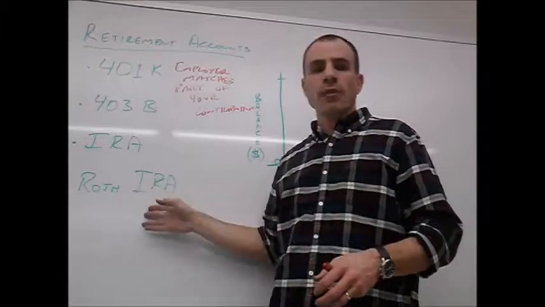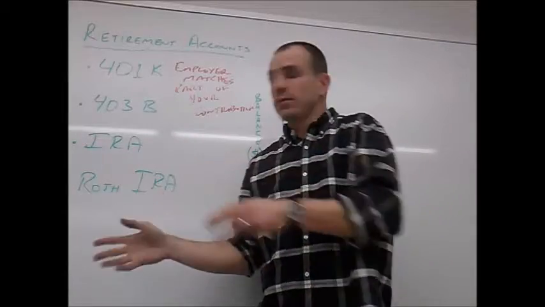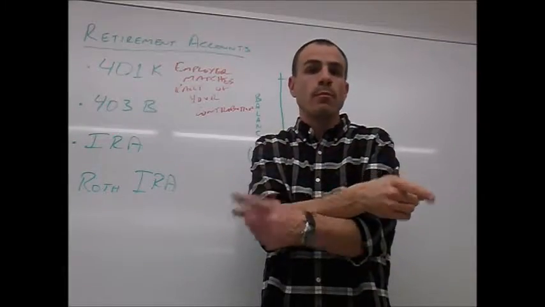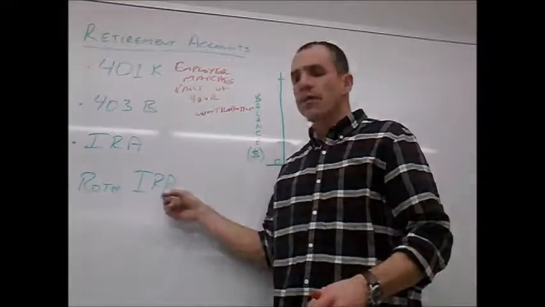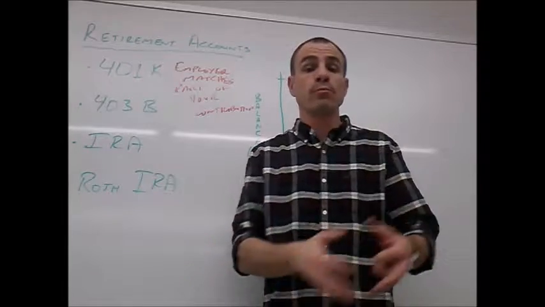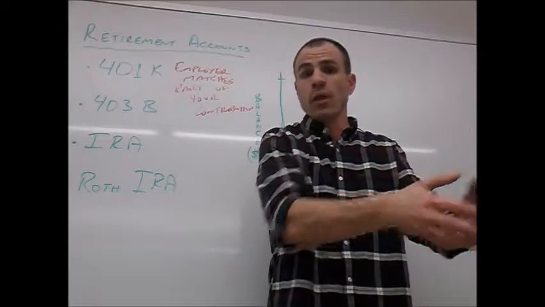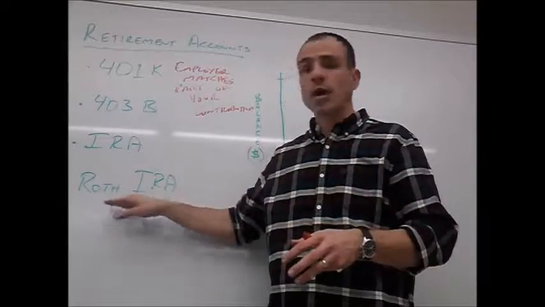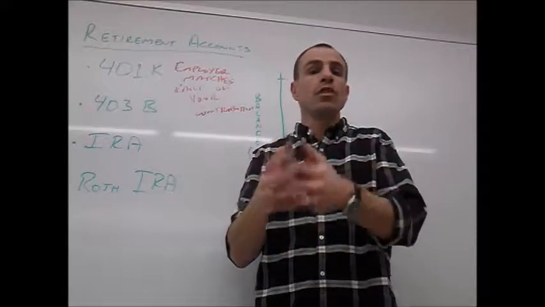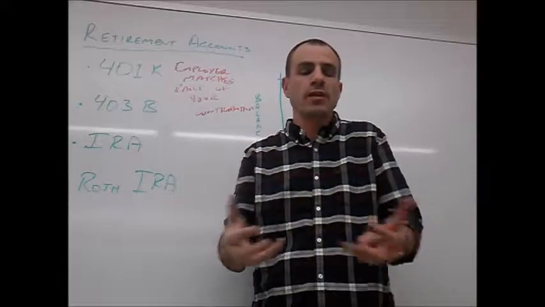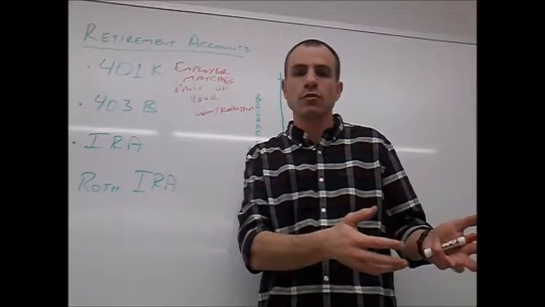A Roth IRA works like an IRA. You see IRA right there in the title. The difference is in how the taxes work. It works backwards. With a Roth IRA, you pay taxes on the amount of money that you're saving away. So $30,000 that you make, you put $2,000 into a Roth IRA, well, you still pay taxes on $30,000 worth of income, even though you really only had $28,000 to use because you saved $2,000.